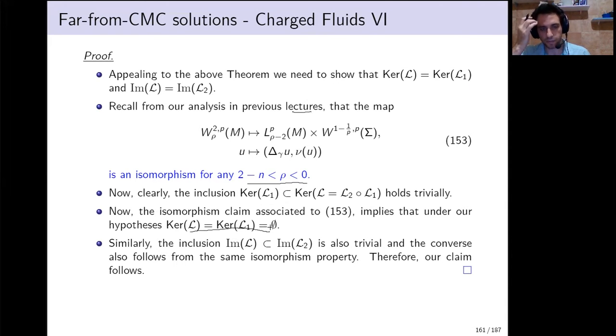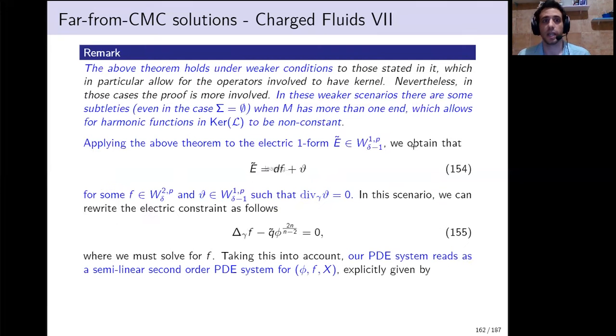And something similar happens for the range of these maps, because we know that the range of the map L is going to be contained in the range of L2 here by definition. But again, since the Laplacian here is an isomorphism between these spaces, the complete target space is covered by the range of the Laplacian, and then the range of the divergence is included in the range of the Laplacian, and this becomes an equality. And therefore, all this follows from the isomorphism property associated with the Laplacian with Neumann condition in this case.